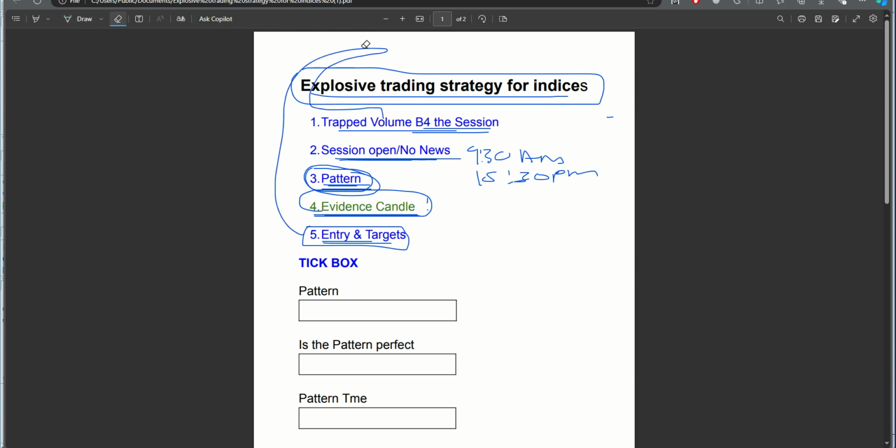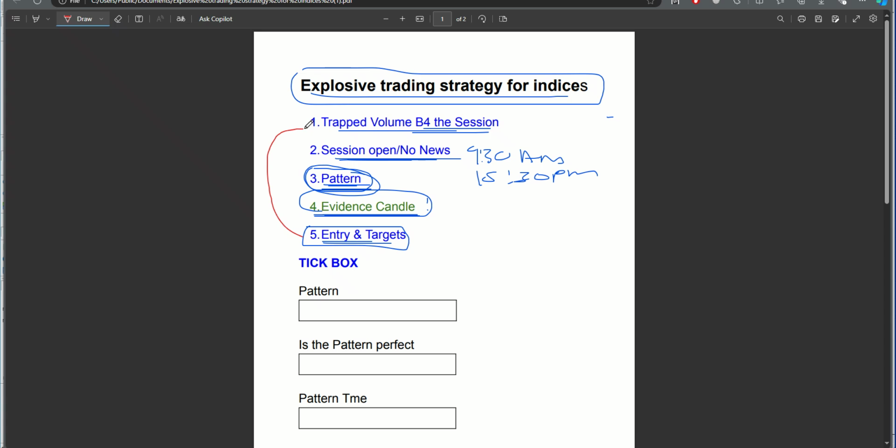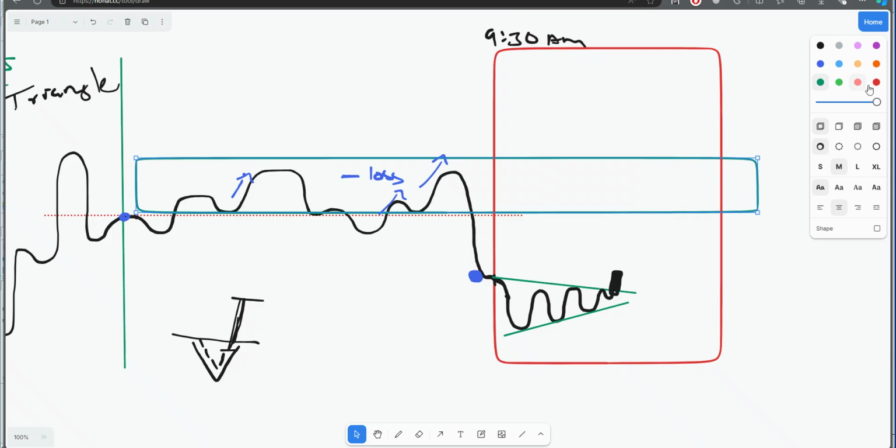But remember, we have this. Let me just erase over here and put a different color. We have this here. We should not forget trap volume before the session. In this case, they are sending us up, right? So we need to have at least 50 pips between here and here. That is from here, the high over here, and here the evidence candle.